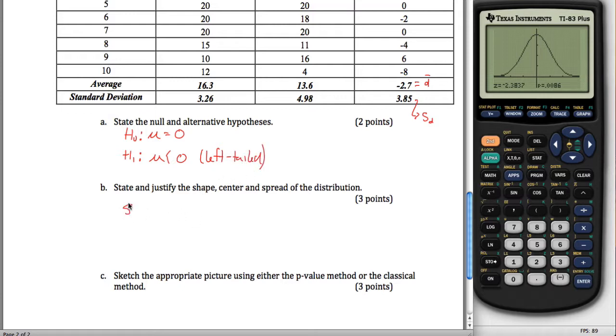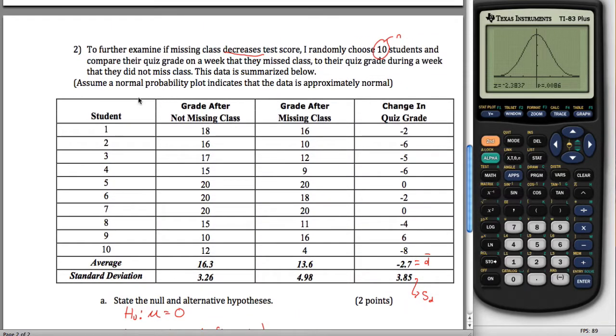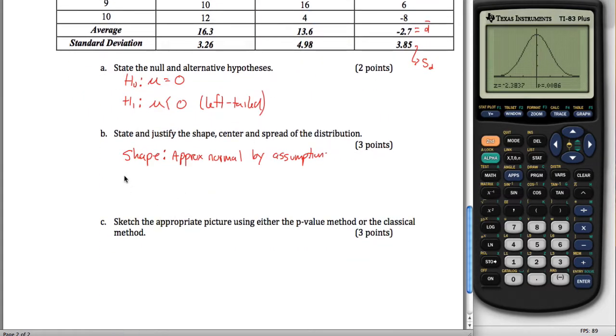State and justify the shape, center, spread. Shape is approximately normal, maybe by assumption. What do you mean by assumption? Because it says it in the problem. If you read up here, assume a normal probability plot indicates that the data is approximately normal. Center is 0. Let's see, I guess it would be mu naught equals 0. If you just say mu equals 0, I don't care.